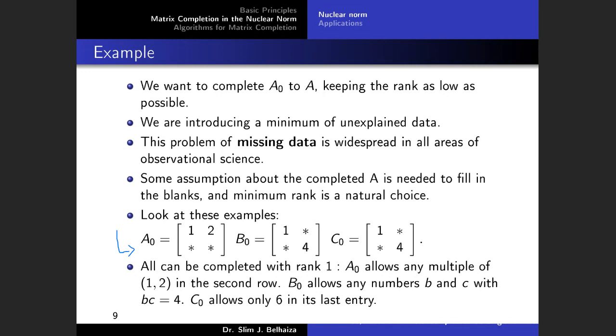For example, for matrix A0, we can allow any multiple of 1, 2 in the second row, which means we can put, for example, 1, 2 to 4. This way, we're going to have a rank 1 matrix when completed. For B0, if we have 2 values to put here, we can put any B and C such that B times C equals 4. That way, we would also have a rank 1 matrix B0. And for C0, it allows only 6 in its last entry if you wish to obtain a rank 1 matrix.